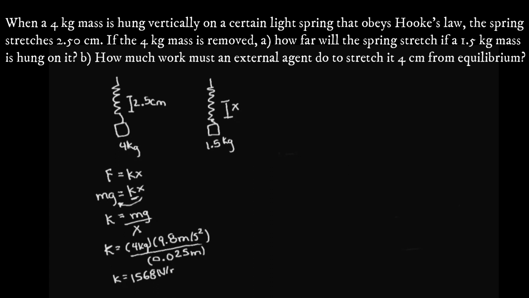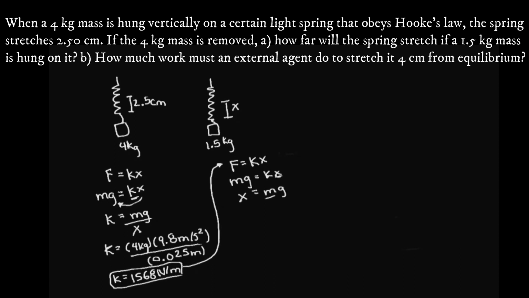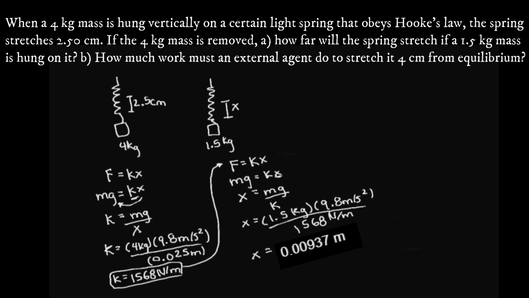Remember that the spring constant is particular to each spring, so we can use it to solve the maximum x displacement. The force, again, we will use weight, so mg equals k times x. Here we can rearrange to find the displacement x, so x equals 1.5 kilograms times 9.8 meters per second squared over 1568 newtons per meter, which is our k constant. The displacement is 0.00937 meters.